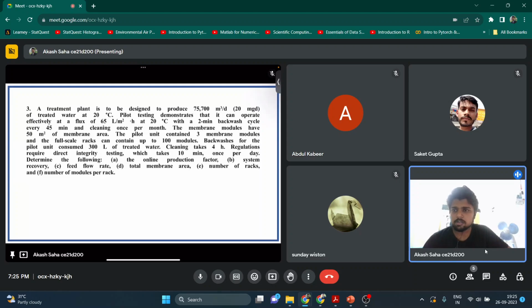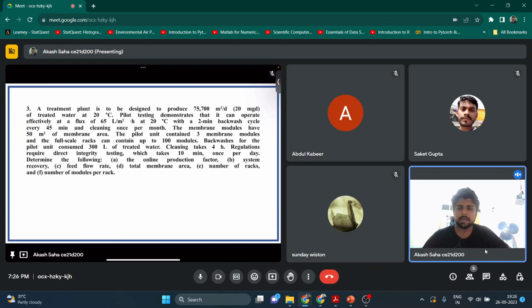Now the membrane modules each have 50 square meters of membrane area. The pilot unit contains 3 membrane modules, and a full scale rack contains up to 100 modules. So the pilot plant has just 3 membrane modules and it can be extended up to 100 modules.